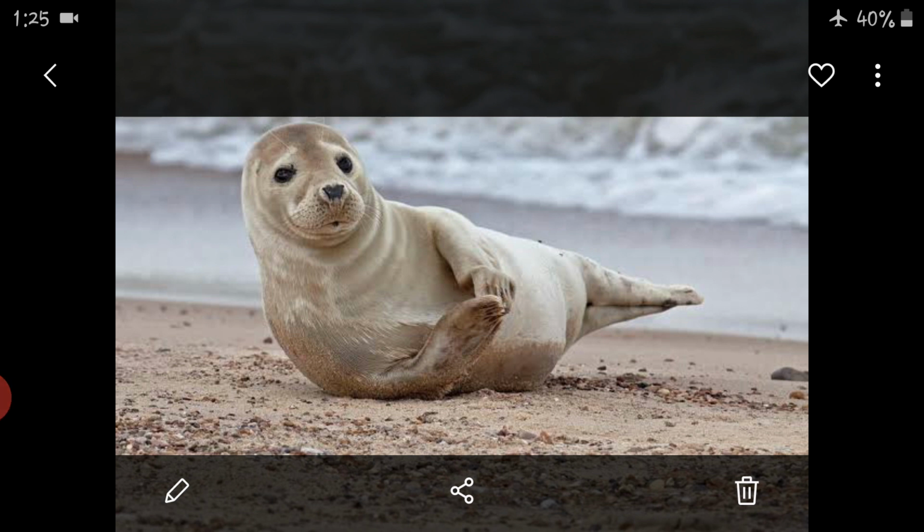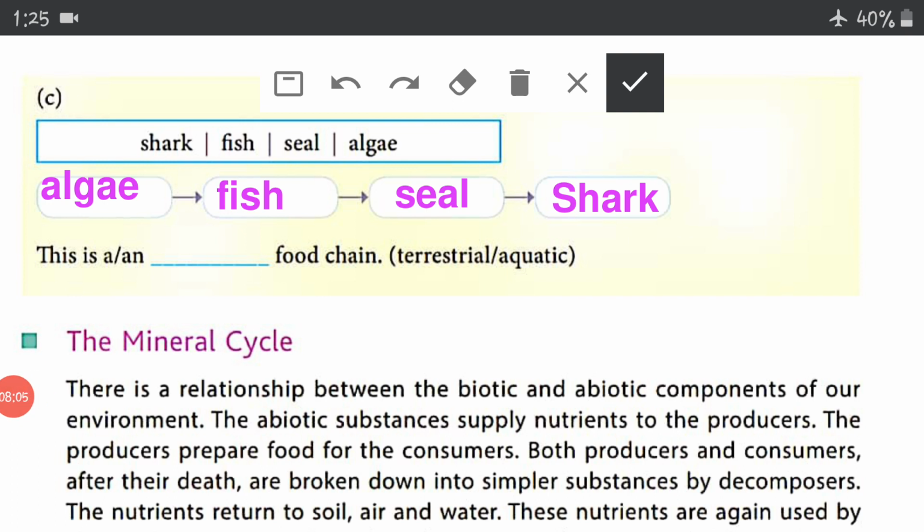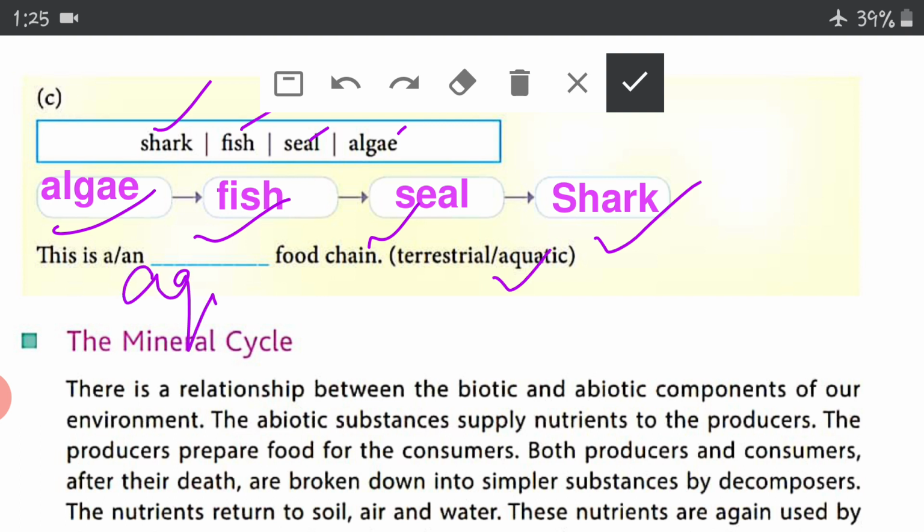Seal is also mentioned in that example. This is a kind of seal, which again lives in water. So the correct answer here is: algae is eaten by fish. Fish is small, smaller than the seal which I showed you in the picture. And shark is bigger than seal, so it will consume seal. This kind of food chain is aquatic, as all the components of this food chain live in water.